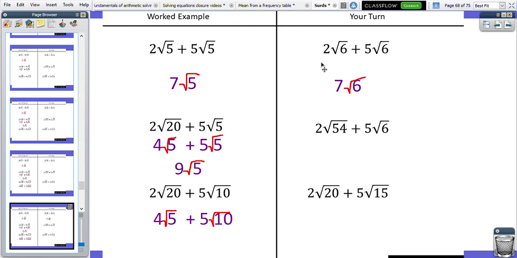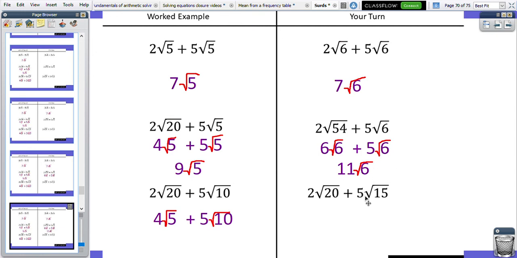Okay, so 2 root 6 plus 5 root 6 is 7 root 6. When I simplify my first surd, I would get 6 root 6. I can't simplify the other one any further. So here I've got 6 root 6 plus 5 root 6 gives me 11 root 6. The reason I can add them together is because both terms share a root 6, so I just count together how many root 6s I have.